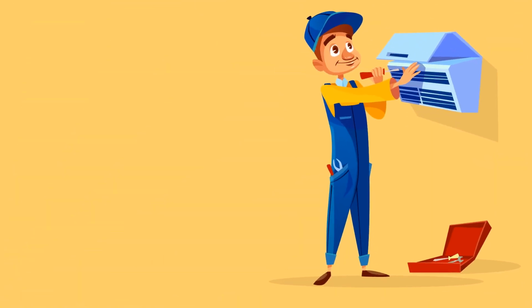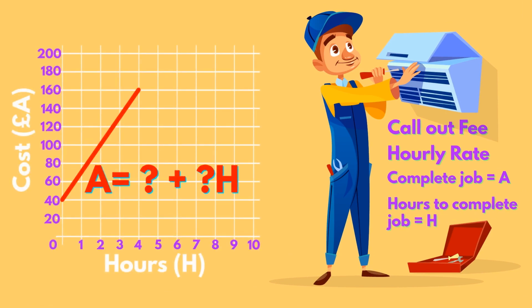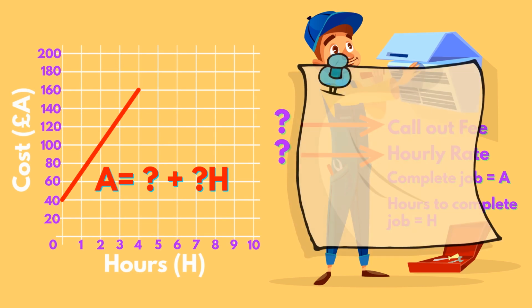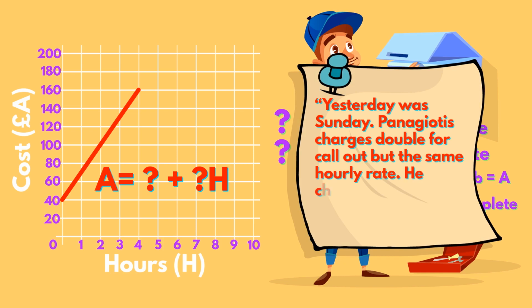Panagiotis is an electrician. He has a call-out fee and then charges for his time. The price of the complete job is A, and the amount of hours the job lasts is H. Using this graph, can you work out the formula? What is Panagiotis' call-out charge? What is his hourly rate? Yesterday was Sunday. He charges double for a call-out on Sundays, but the same hourly rate. He charges £330 for one job. So, how long did he work?